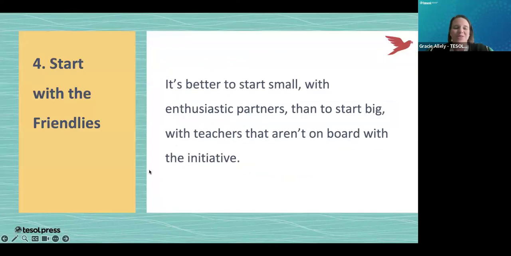And for recruiting, we always say to start with the friendlies. So that's number 4, start with the friendlies. It's better to start small with enthusiastic partners than to start big with teachers that aren't on board with the initiative.